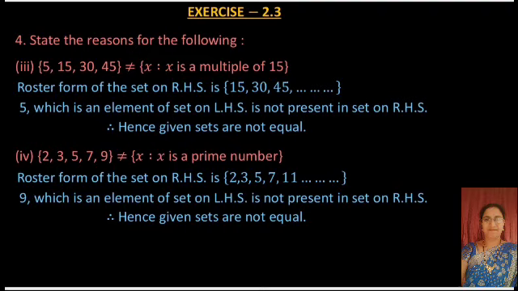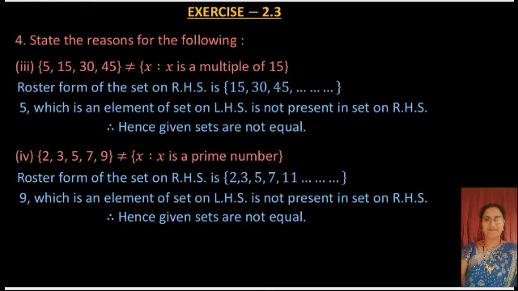Okay children, now the next question. Set of 5, 15, 30, 45 is not equal to set of x such that x is a multiple of 15. If you write the roster form of the RHS set, what is the condition? Here x is a multiple of 15. So we get the RHS set as set of 15, 30, 45, and so on.